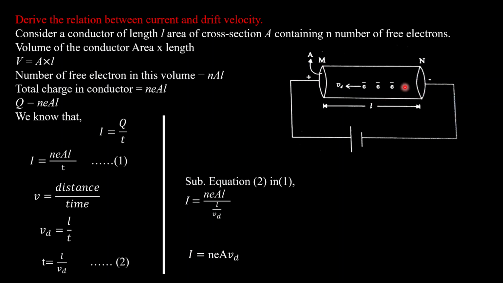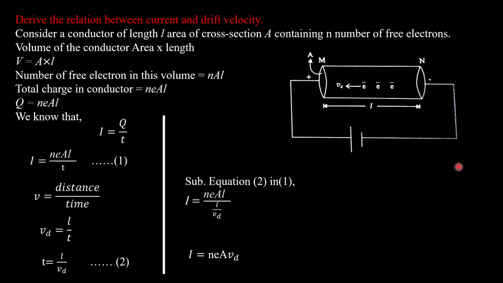Now you can see in every conductor there are so many free electrons. These free electrons will be in motion. How are they moving? All the free electrons will be moving from the negative terminal of the battery towards the positive terminal of the battery. So this is the direction where the electrons will be moving. Now, what is the direction of current here? The direction of current will be opposite to the direction of electron movement. So that you need to know.